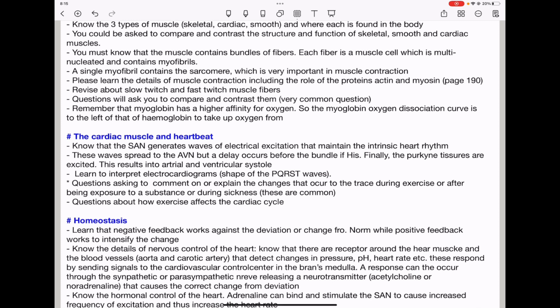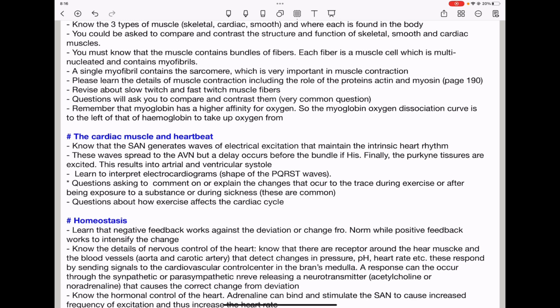When we go to the cardiac cycle and the heartbeat, we need to know that the sinoatrial node generates a wave or waves of electrical excitation that maintain the intrinsic rhythm of the heart, and these waves spread to the atrioventricular node, but there is a momentary delay that occurs before they spread to the bundle of His, and finally they go to the Purkinje tissues, where this is going to spread along the ventricles.